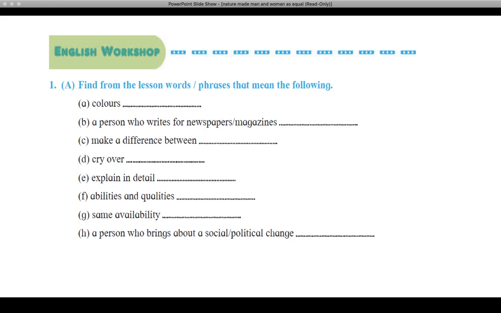Now we come to the workshop. The first one is: find from the lesson words or phrases that mean the following. Colors is hues. Remember, in the beginning of the lesson, hues. And a person who writes for newspapers or magazines is known as a journalist. So similarly, I want all of you to do the remaining.